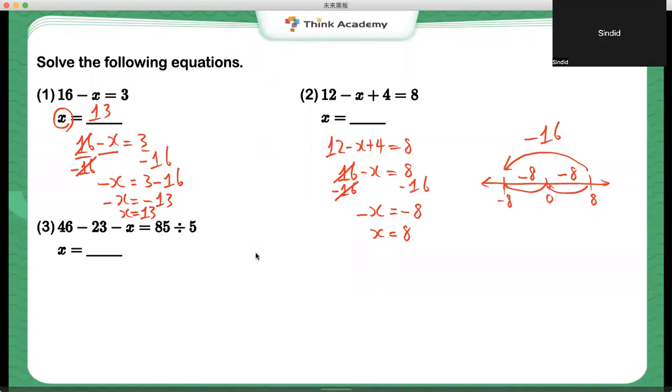Okay, so the last one right here, again, I have 1 X only, but I have 4 numbers. So what do we need to do? If I have 4 numbers, I just need to calculate whatever I can first. All right, I just need to calculate the numbers that I can. So first of all, just write down the equation, making sure that we are copying every term down.